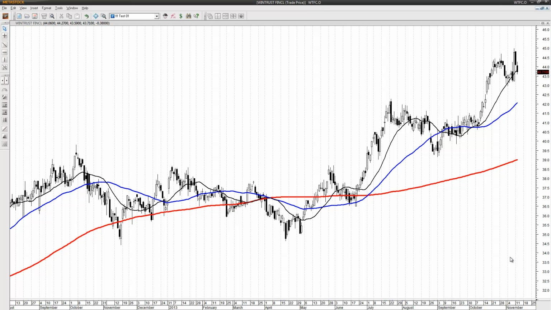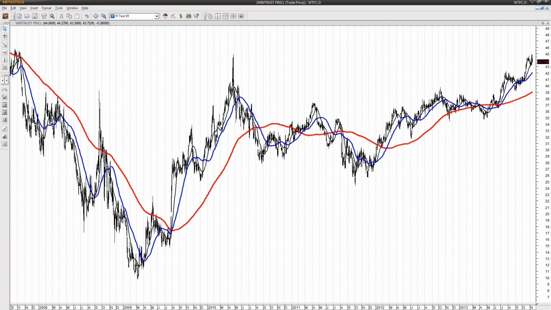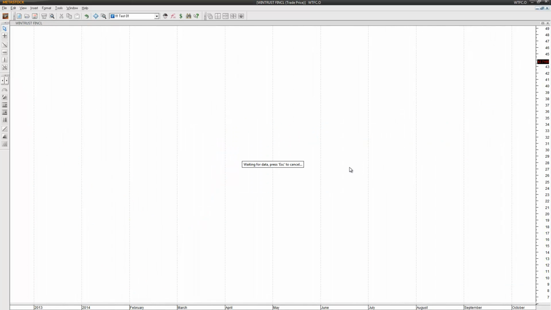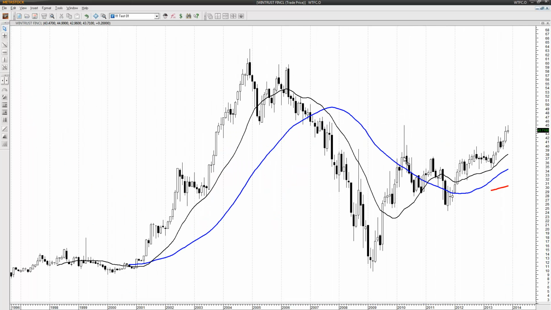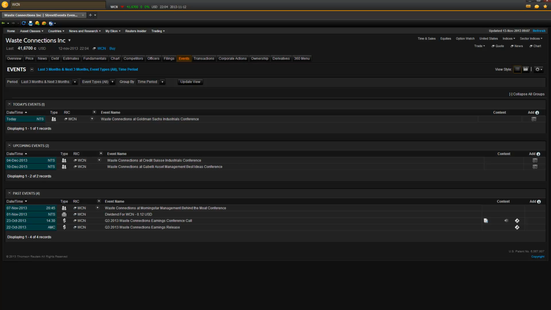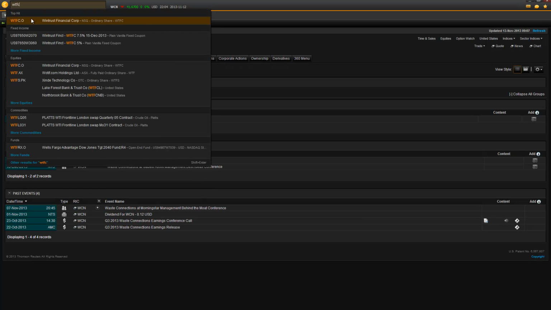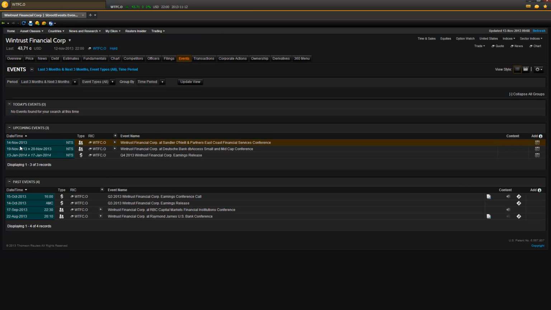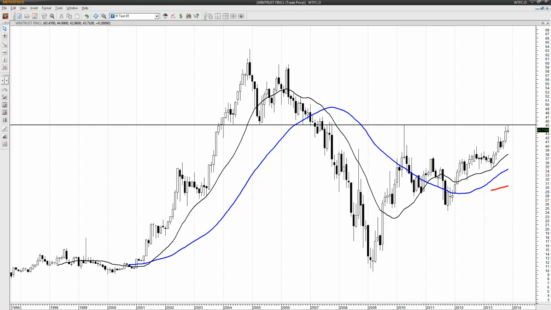Next chart is Wintrust Financials, and I will use this high peak 44.93. That's the level I'm using for a short sell limit order. Any earnings? No.